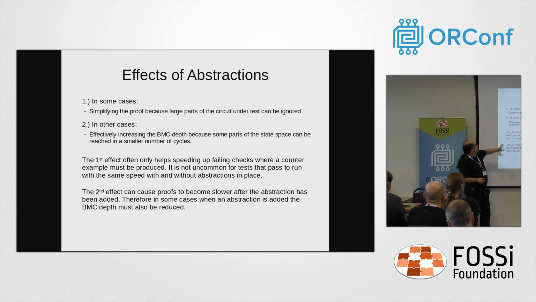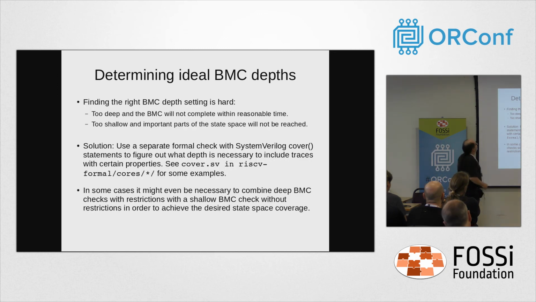And because of that, it's possible that you add an abstraction, and it's a very useful abstraction. You should use this abstraction, but the proof that previously succeeded in like 2 hours doesn't succeed anymore. And what you have to do is actually decrease the bound of your check to make it work again. So this raises the question, how do we find out what bounds are good for this kind of stuff?